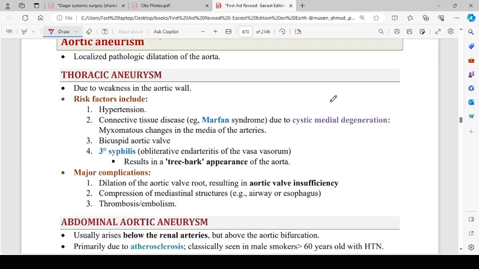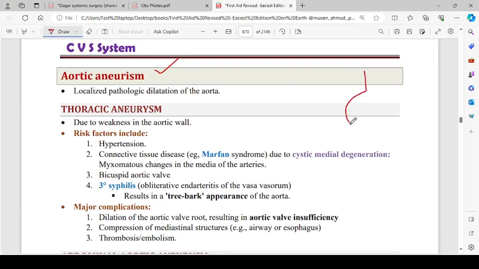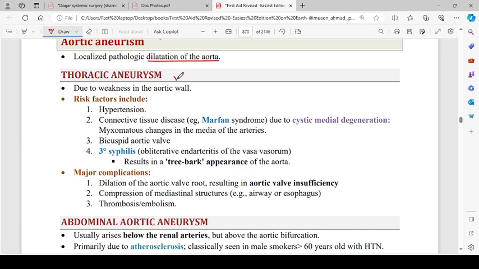Aortic aneurysm. As the name indicates, aneurysm is the abnormal dilation of some segment of the artery, and if it is aortic, it is for the aorta. It can happen at two locations, that is thoracic aortic aneurysm or abdominal aortic aneurysm. Localized pathologic dilation of the aorta, thoracic aneurysm. This one is due to weakness in the aortic wall.